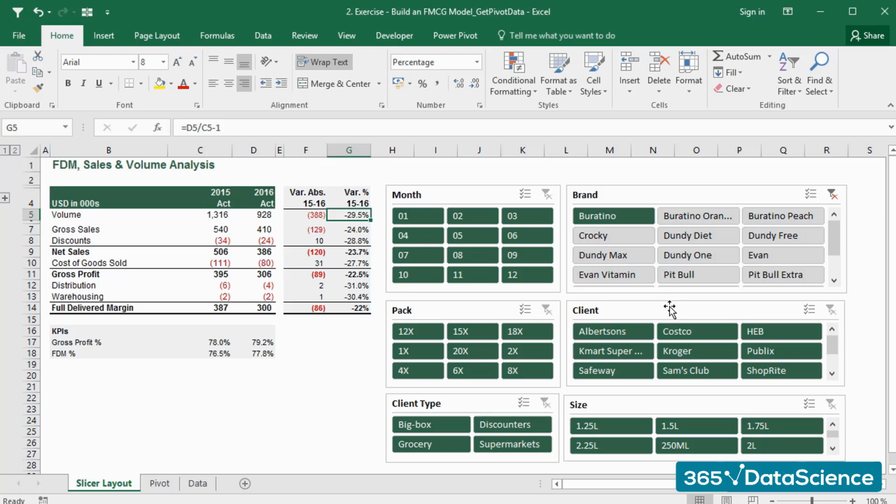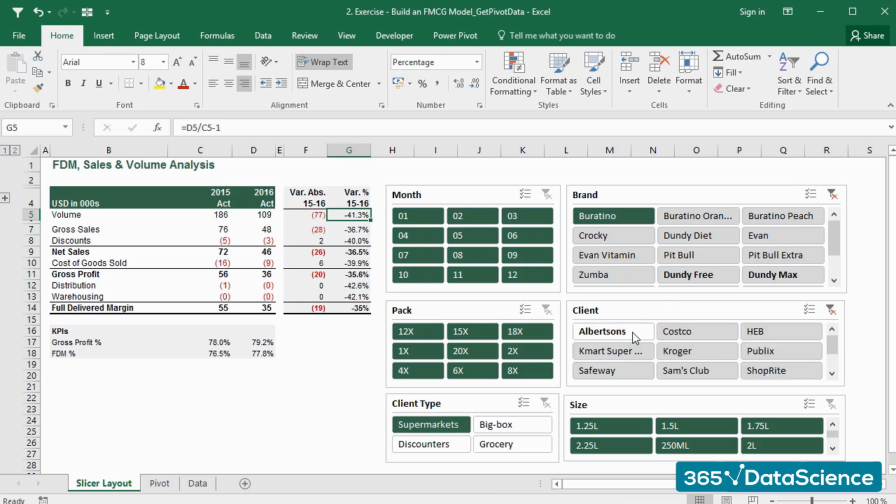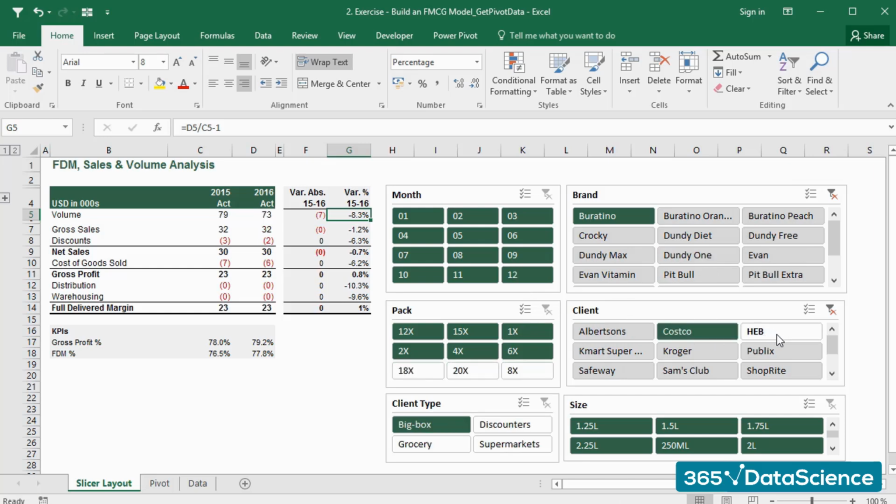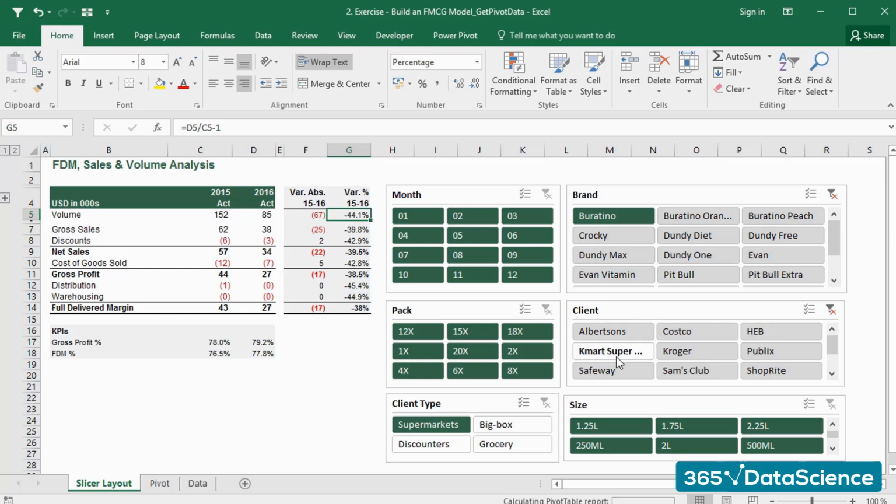So, it will be natural to see which clients stopped buying from Drinko. I will filter for each of the accounts, and it will be easy to find the names of those clients whose numbers showed the highest decrease. Albertsons decreased by 40%. Costco, minus 8%. H-E-B, 44%. Kmart, minus 24%. And so on.